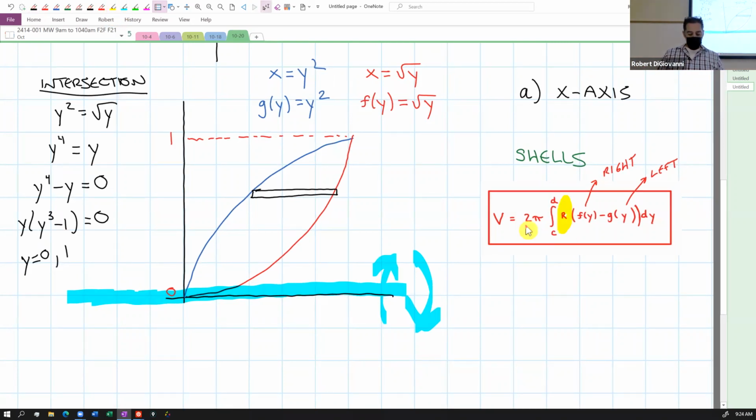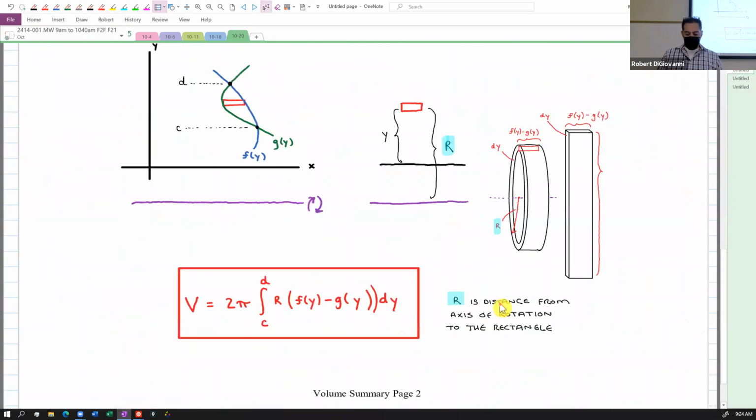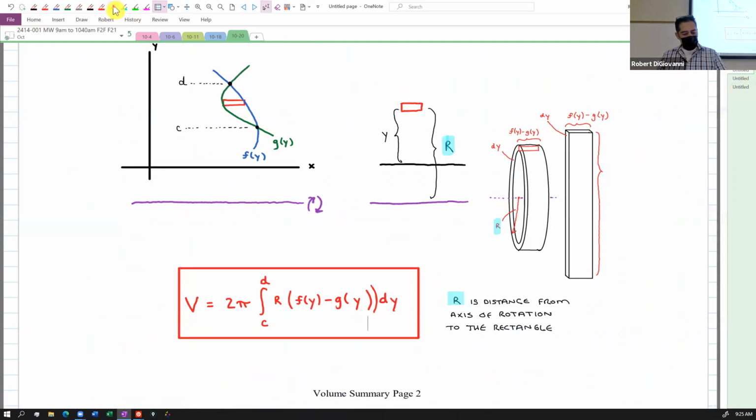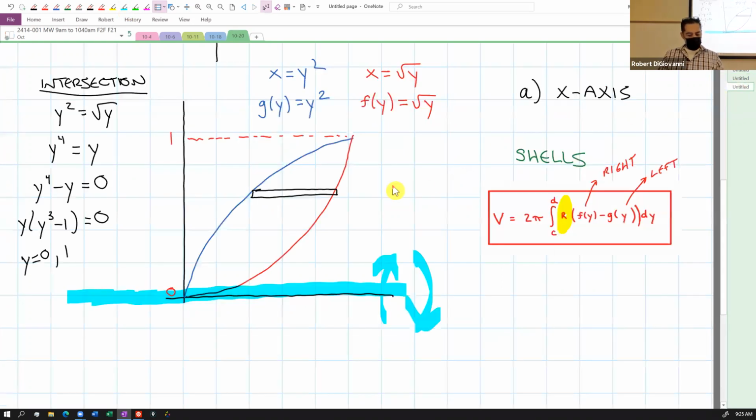And R is, according to the formula sheet, the distance from the axis of rotation to the rectangle itself. And wait, back to this, sorry. Here's y in this, here's R in this, right? It's the distance from the axis of rotation to the rectangle vertically, this way, up and down. And we also have to know that the distance from the x-axis to the rectangle is always y, which is going to be what R is here. Because when we look at this rectangle, if we ask ourselves, what is the distance from the axis of rotation to the rectangle? Well, it's also the distance from the x-axis to the rectangle, which is y.